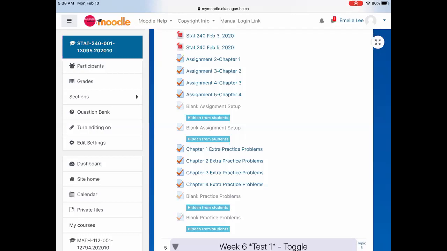So I said which chapter they're from, right? Chapter 1, 2, 3, 4. There were a couple of sections in chapter 4 that we didn't get to, so they're not in here. But then I also posted these extra practice problems. Those are just for extra review, right? Let's have a look at one.